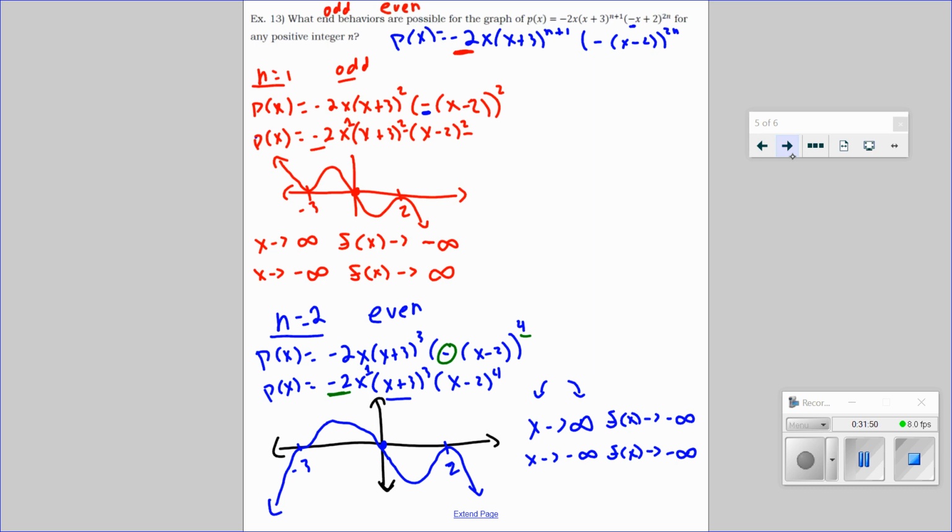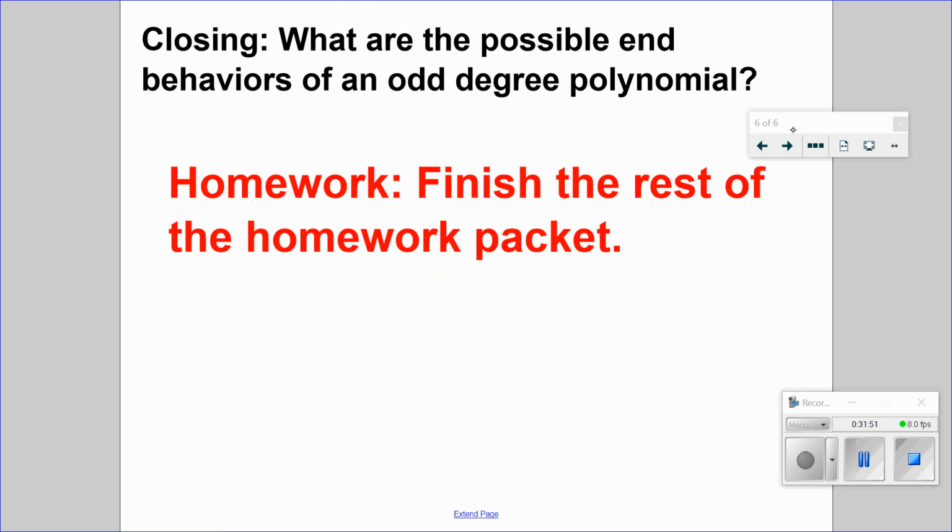But anyway, this is the homework. The homework is to finish the rest of the homework packet. It's due whatever day your teacher tells you it's due on. That's the closing problem if you want to go ahead and give a shot at it.